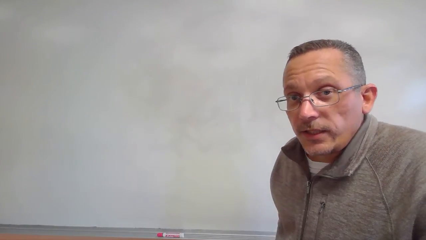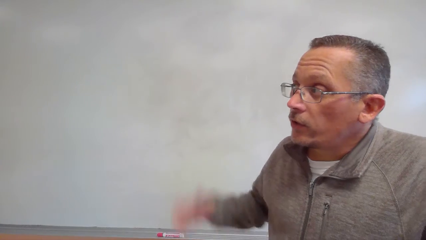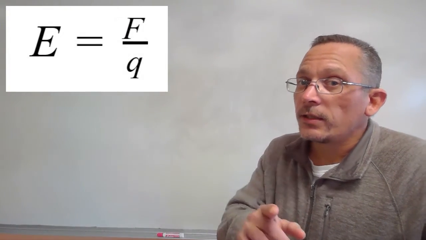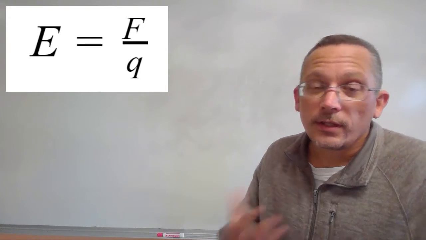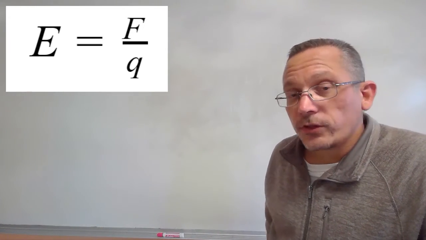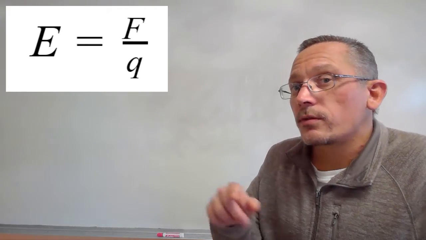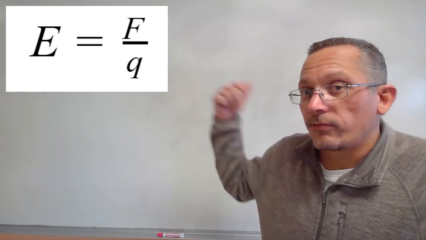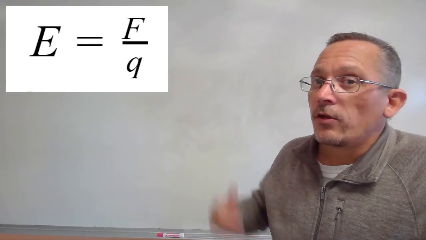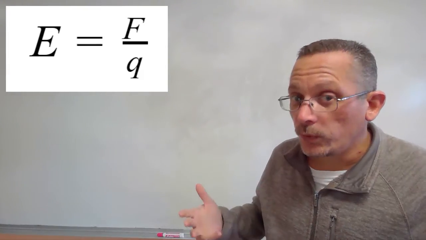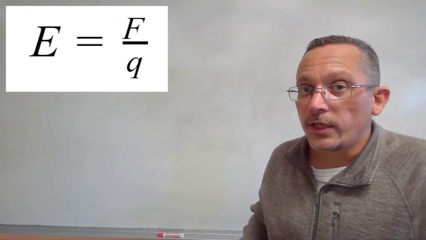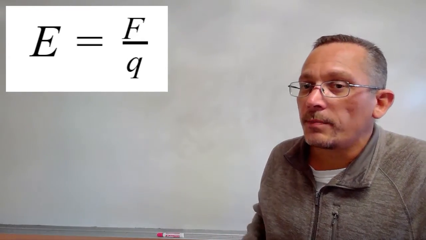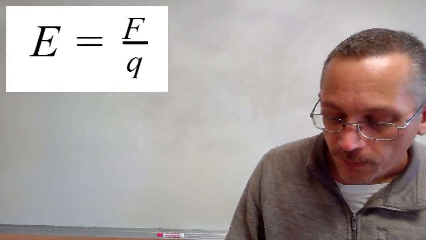Okay, we can calculate the strength of an electric field using the equation here. You see it says E equals F over Q. E, the capital E, stands for the electric field strength. And electric field strength will be measured in newtons per coulomb, which makes a lot of sense if you look at the equation because it's got force over charge, right? Force is in newtons, charge is in coulombs. So the electric field strength will be in newtons per coulomb. That's N/C. That's the electric field strength.